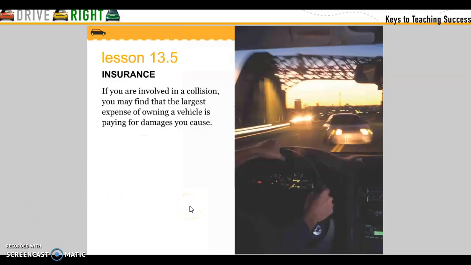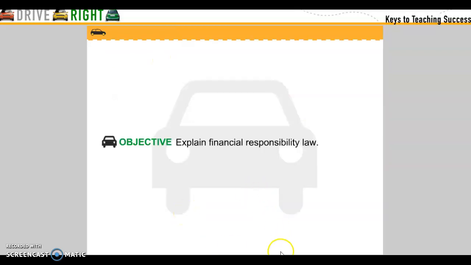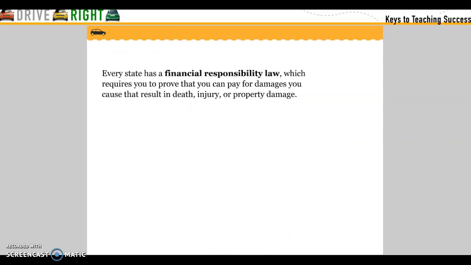Chapter 13, Lesson 5. Insurance. If you are involved in a collision, you may find that the largest expense of owning a vehicle is paying for damages you cause. Explain financial responsibility law. Every state has a financial responsibility law, which requires you to prove that you can pay for damages you cause that result in death, injury, or property damage.